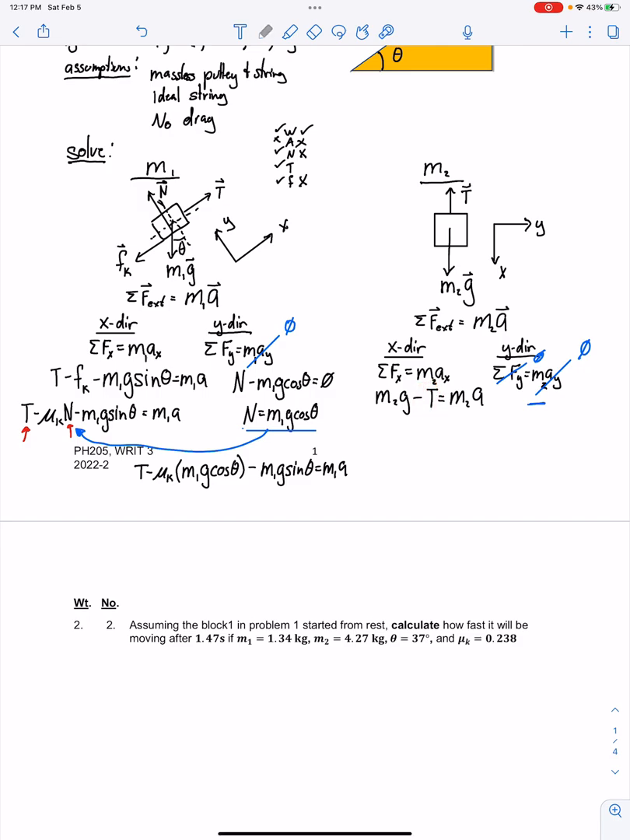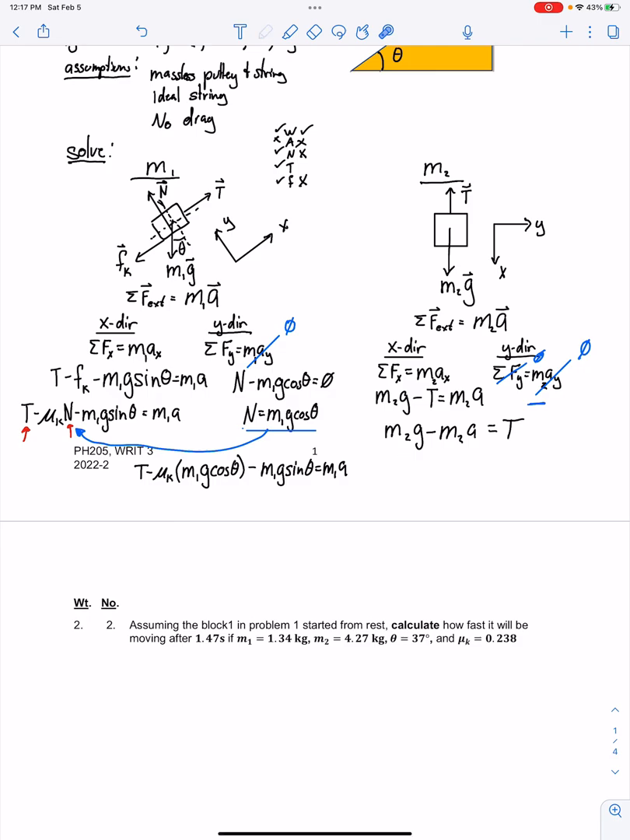I want to get rid of t, so we're going to solve this equation for t by adding t to the other side, and then subtracting. So we're going to add t to the other side, we're going to subtract m2a, and we're going to get this expression: m2g minus m2a is equal to t. All right, this is an expression for what t is.